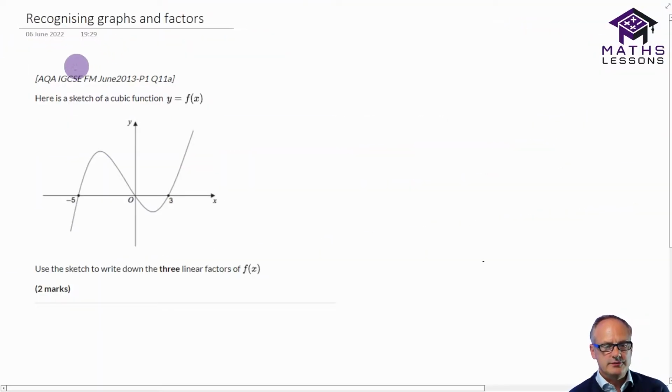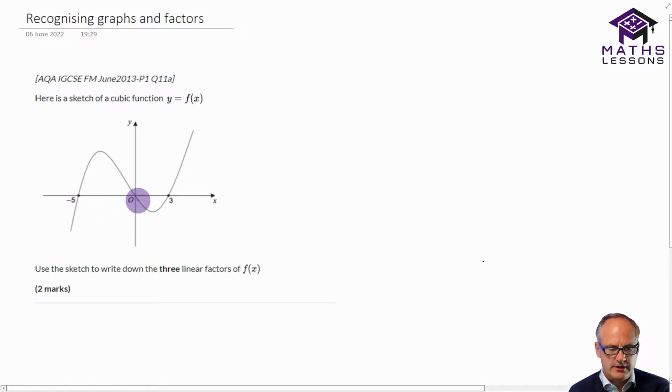Right, welcome. We're going to be looking at this rather tricky recognising graphs and factors question from Dr Frost. It's taken from the IGCSE Further Maths paper, so really it's for all the level 9 wannabes out there. Here's a sketch of the cubic function y equals f of x.